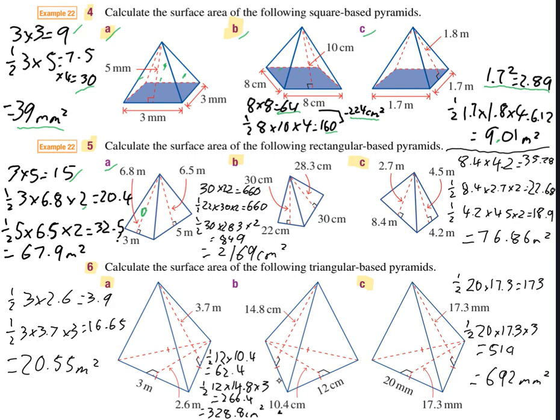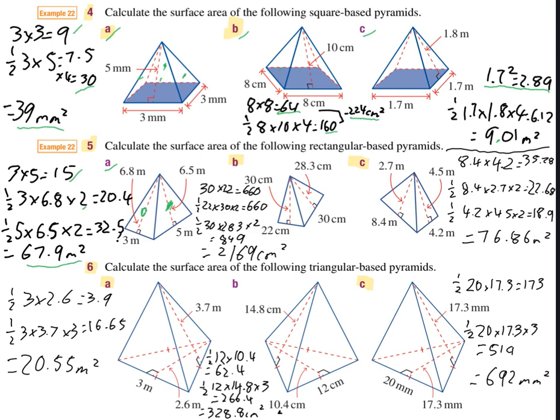Half base times height for the other one will be 5 and 6.5, 5 with the height of 6.5, which is written there. And you multiply that by 2, because there's one on this side and there's one on the far side where you can't see. That gets you 32.5. You add all your sides. One, another pair, that's 5 sides in total. That's what we've got. There's our total.